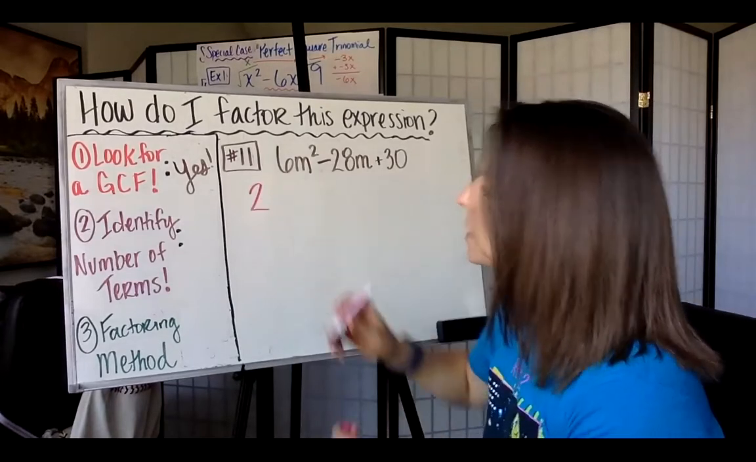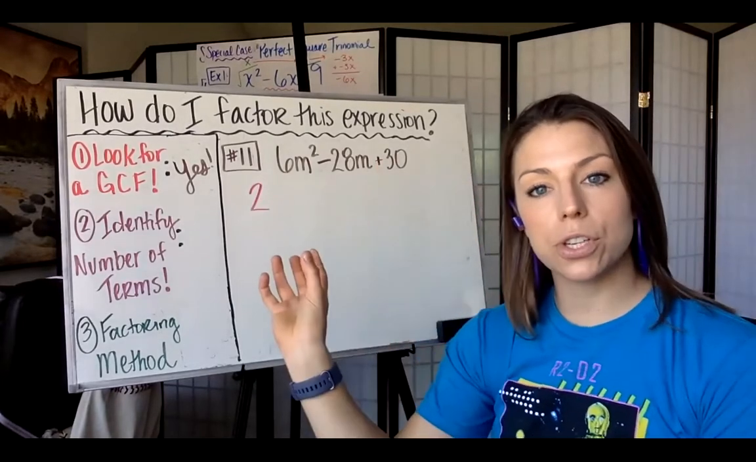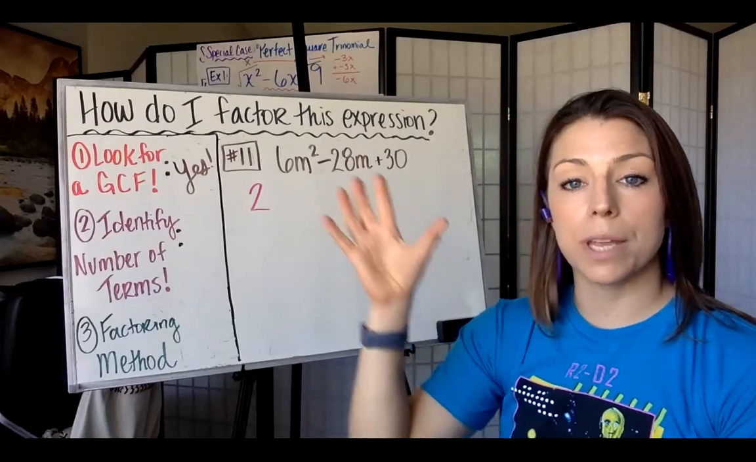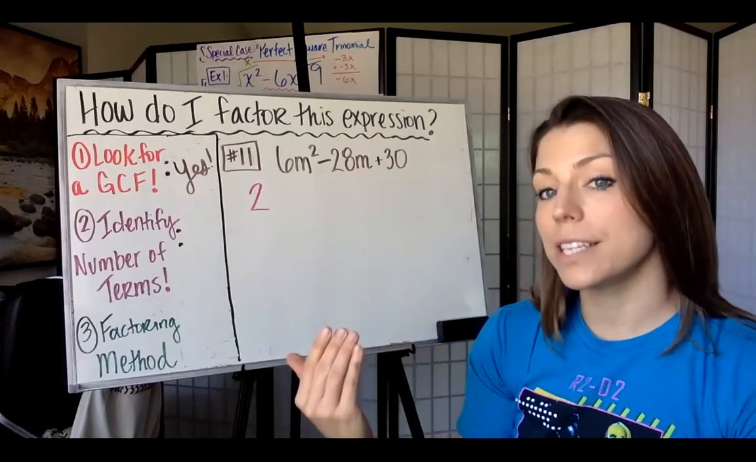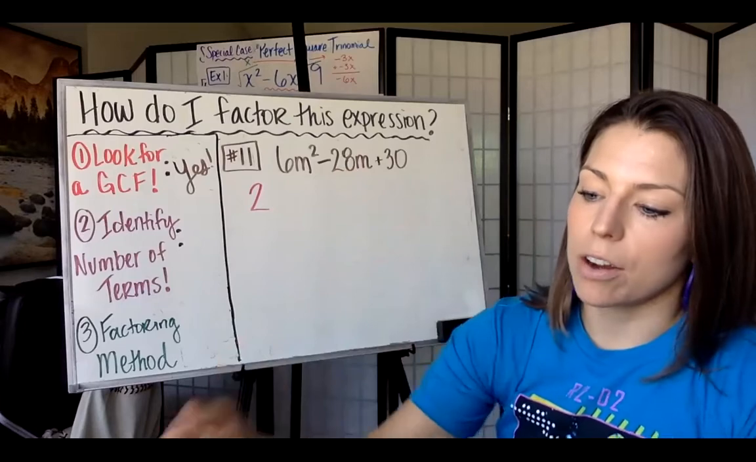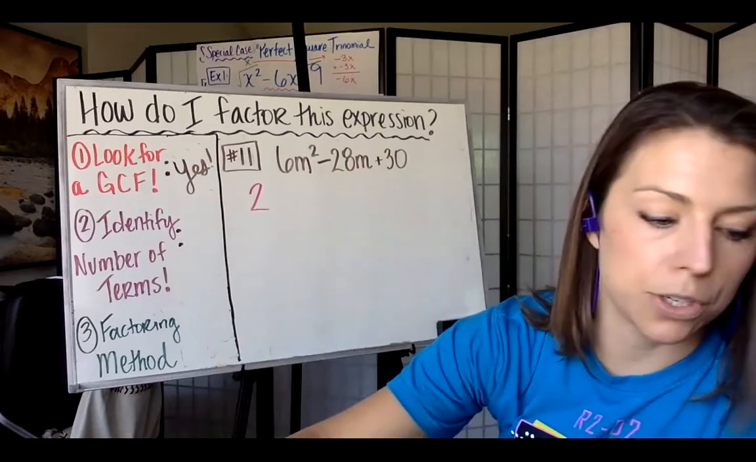Why is it that we do a GCF? Well, by factoring out 2, all 3 of these numbers will become smaller, meaning that they're easier to deal with, and our methods for factoring actually become easier as well.